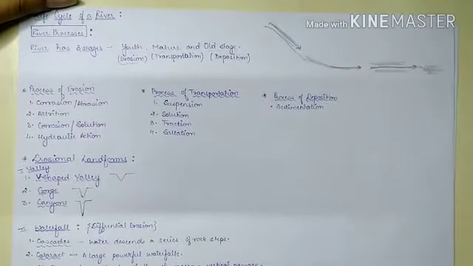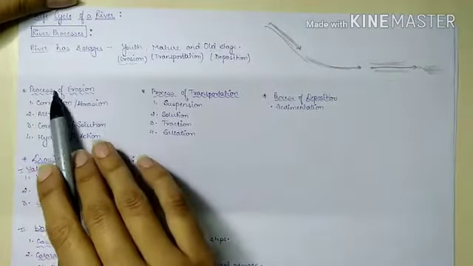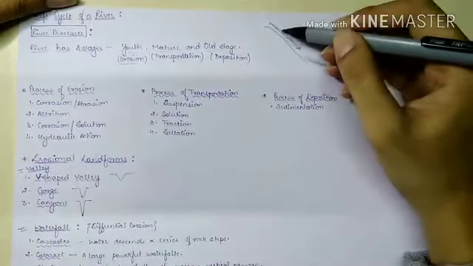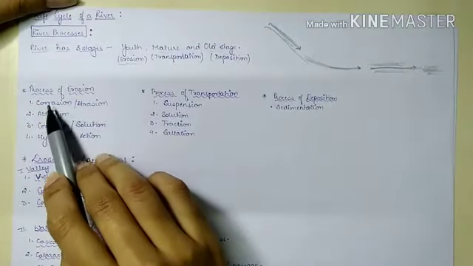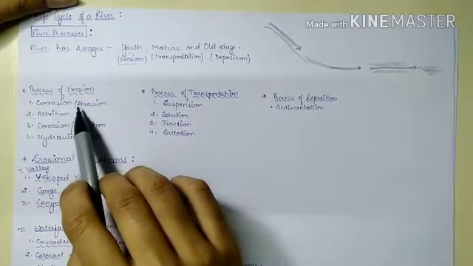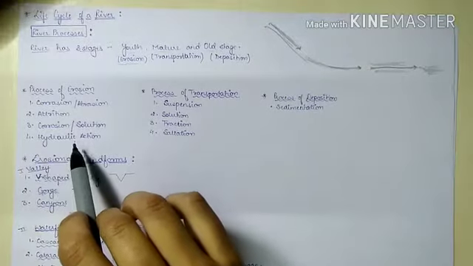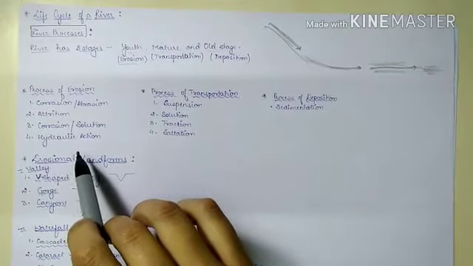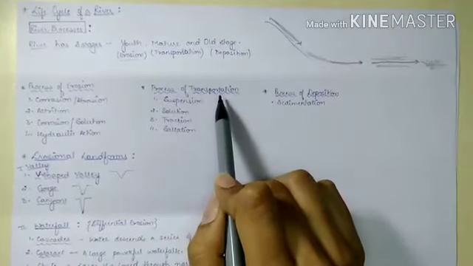so now we will study the process of erosion. So the basic process of erosion we have studied already. They are corrosion, that is solution. Then we have corrasion or abrasion. Then we have attrition. And the last one is hydraulic action. We have studied all four. Next one is process of transportation.